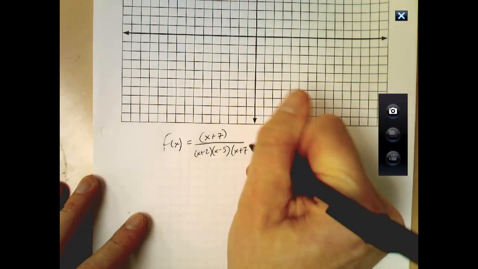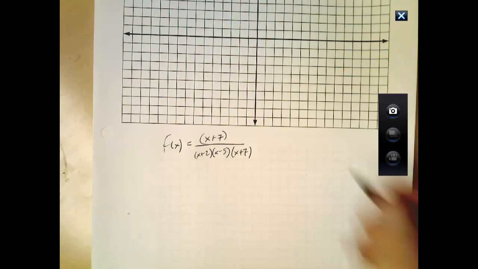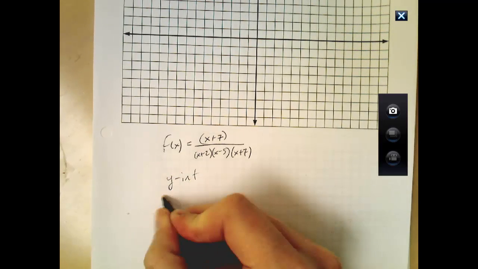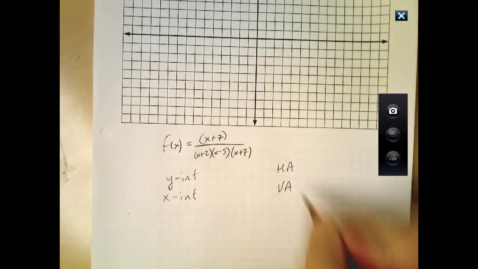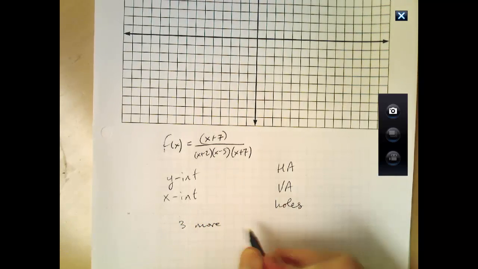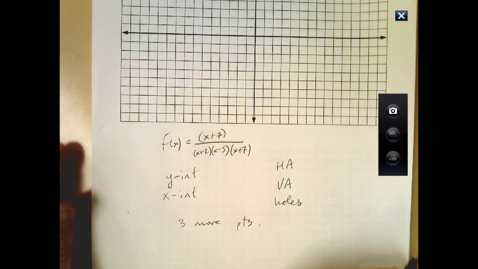Okay. All right, so I got three linear factors on the bottom and one on the top. So let's see, what kind of things do I want to know here? I want to know y-intercept, x-intercept, horizontal asymptote, vertical asymptote, holes, and three more points. And then I want it all on the graph, and then I want you to sketch the curve. So let's do all of that.